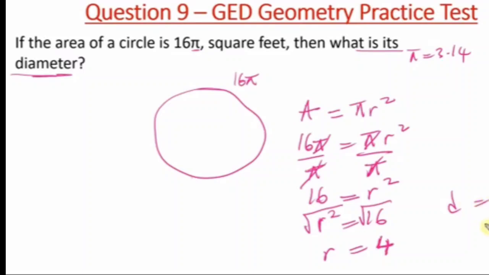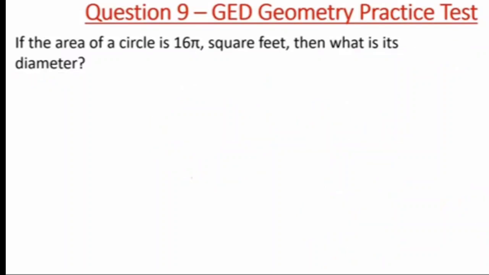The diameter D is 2 times r, 2 times the radius. That will be 2 times 4, which is 8. So the diameter is 8 feet. That will be the diameter of this circle, 8 feet. All right, so this is our answer.